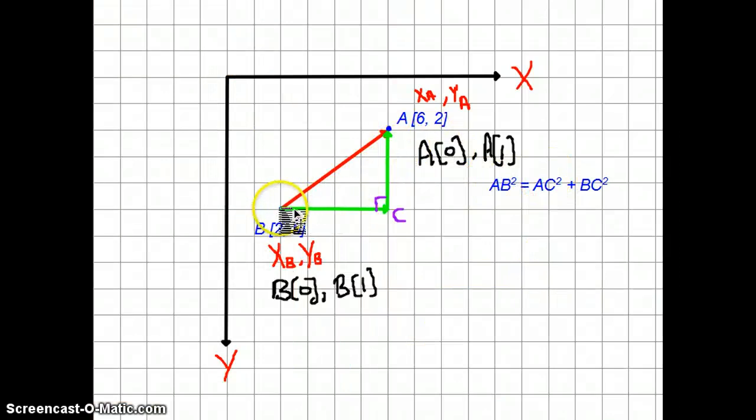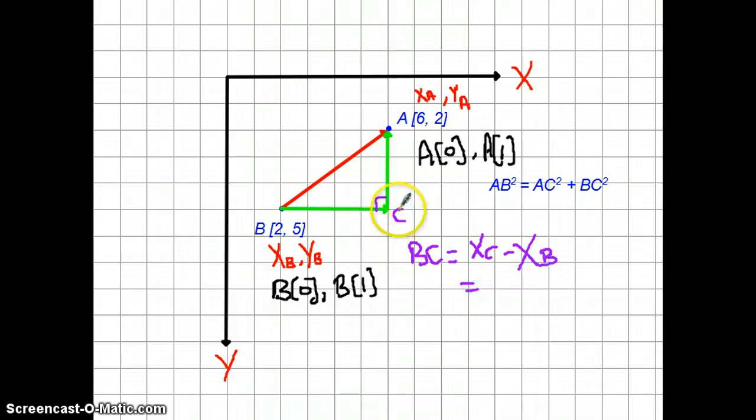Here, let us work with the vector BC first. X of BC is equal to X of C minus X of B. But Y of BC is equal to 0. Why? Because this vector is horizontal. It has no relation with the y-axis. So we can say that the distance BC is equal to X of C minus X of B.